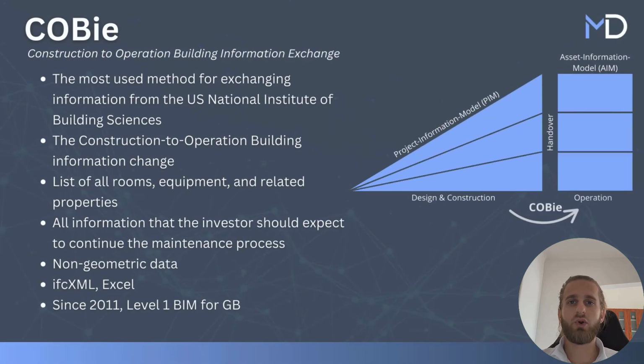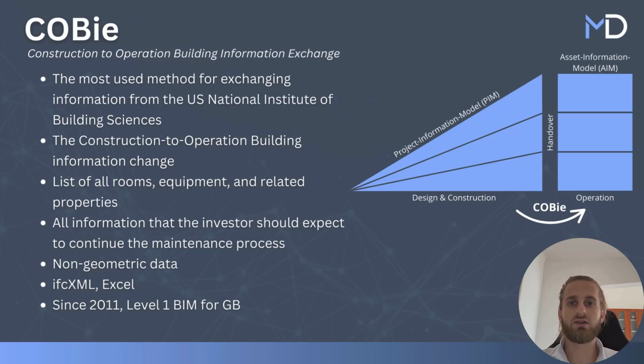And another important format that appeared in the US is COBie, or Construction to Operation Building Information Exchange. COBie is a format for non-geometric information, mostly used for building maintenance. After the end of the project owner is obliged to deliver the information via XML for each installation using the COBie format. In the UK, this system is required to satisfy the BIM level 2.